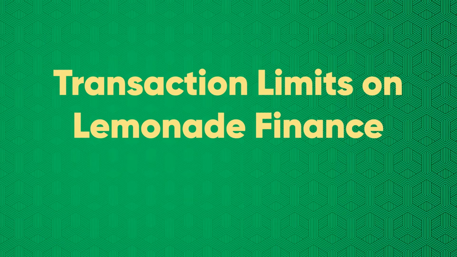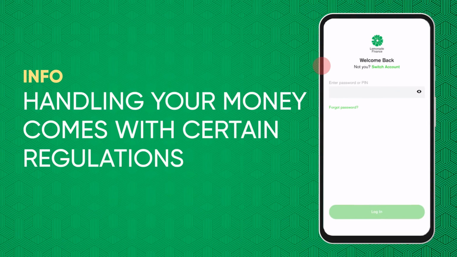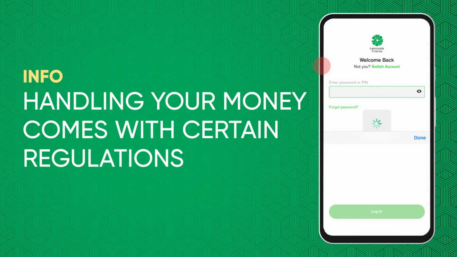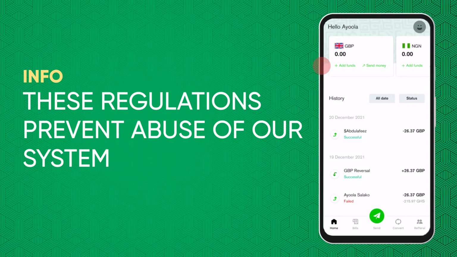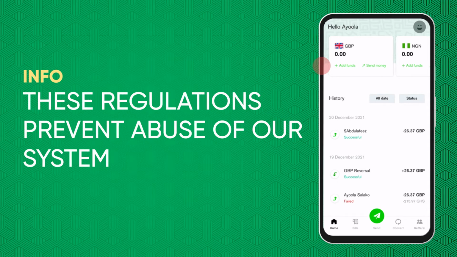One of the responsibilities that come with handling your money is that we always have to comply with the laid down rules by our regulators. Some of these rules have been put in place to prevent money laundering, fraud, or abuse of our financial system. Upon signing up, you need to verify your account to get the best possible transaction limit.